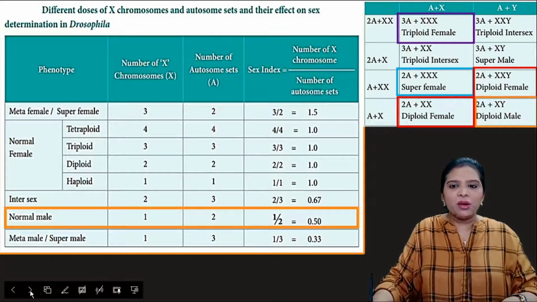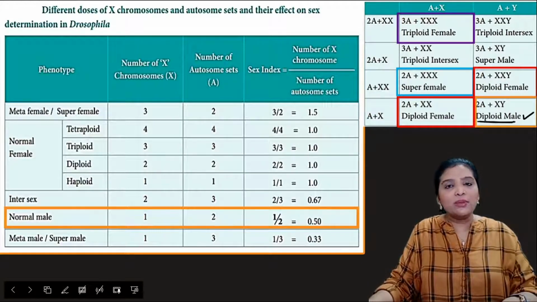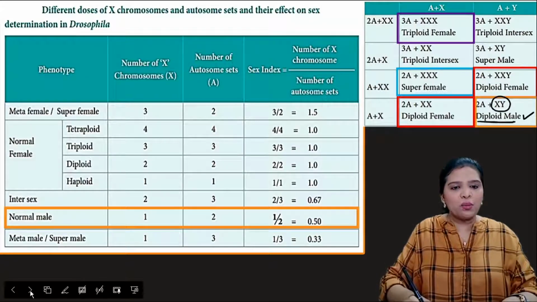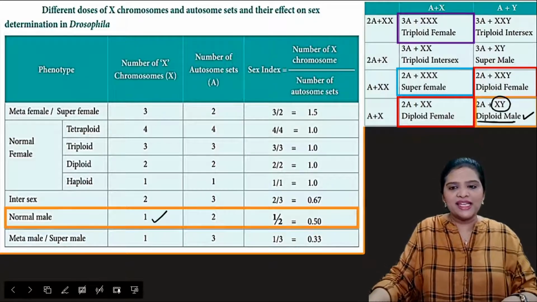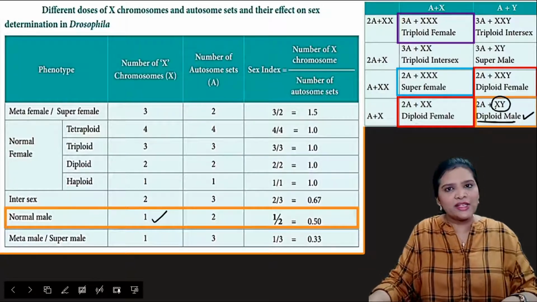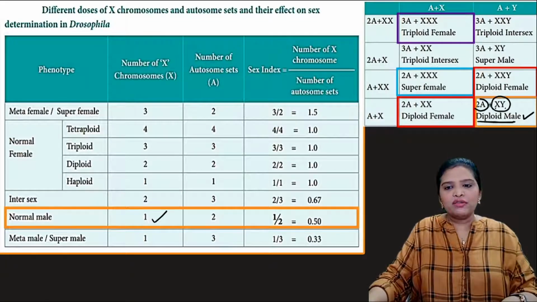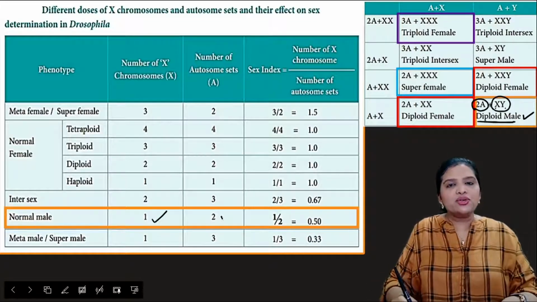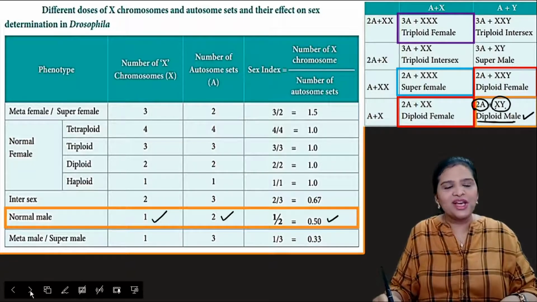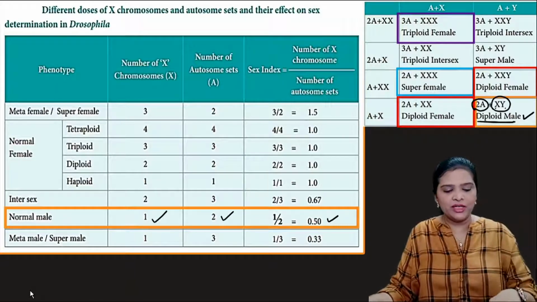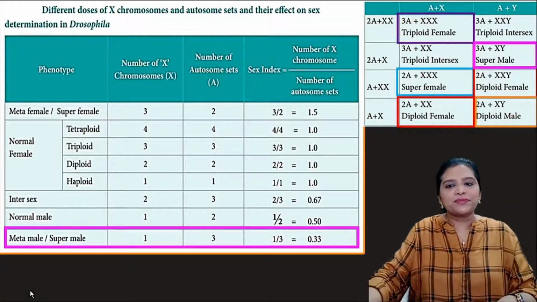And the next combination, this one. Here it is written as a diploid male. How does this come? How many X chromosomes are present in this? Only 1 X chromosome, because see here it is XY. So only 1 X chromosome is present, the other is Y. How many sets of autosomes are present? 2 sets of autosomes. So 1 divided by 2 is 0.5. So 0.5 means this is a normal diploid male. Got it?